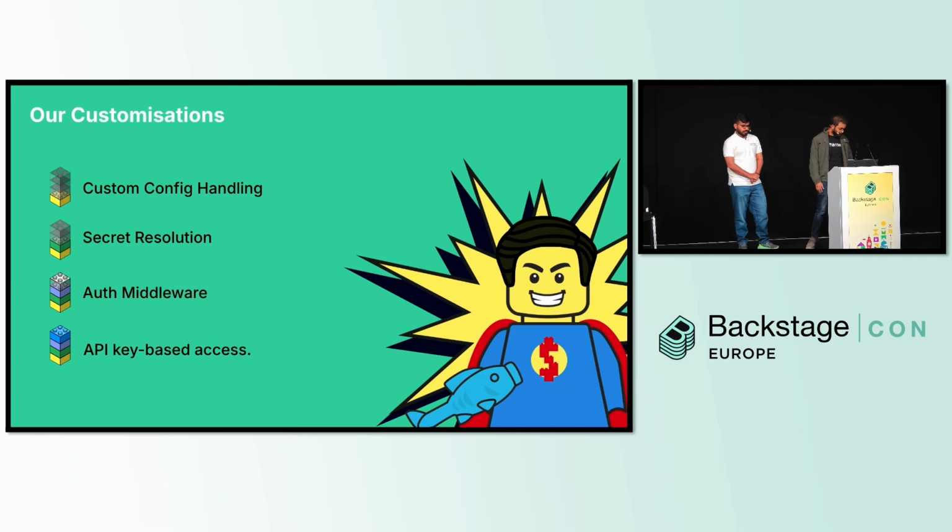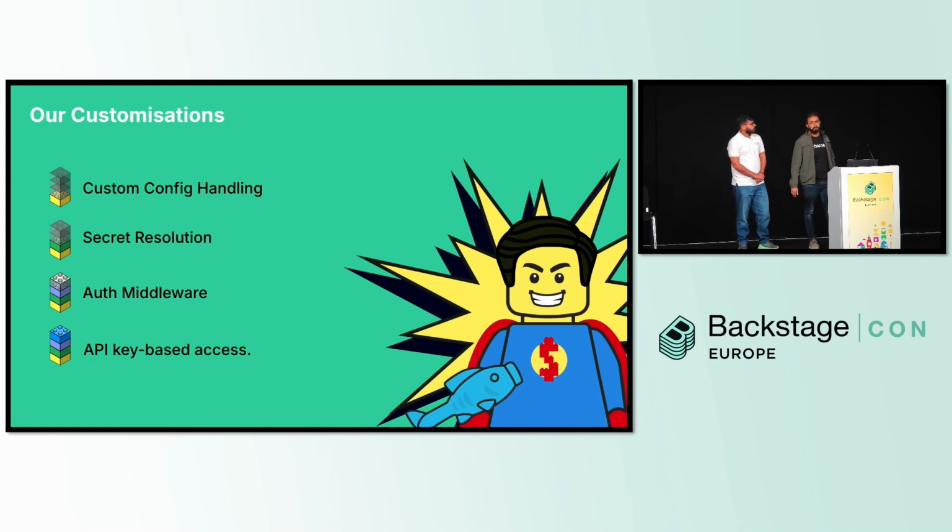So one of the customizations we have is that we don't read the entire config from our app config file. What we do instead is we dynamically fetch our config via API call. We dynamically fetch all the secrets present in that config via API call in an encrypted manner, decrypt them, then stitch all of the configuration together, and then feed it to Backstage.